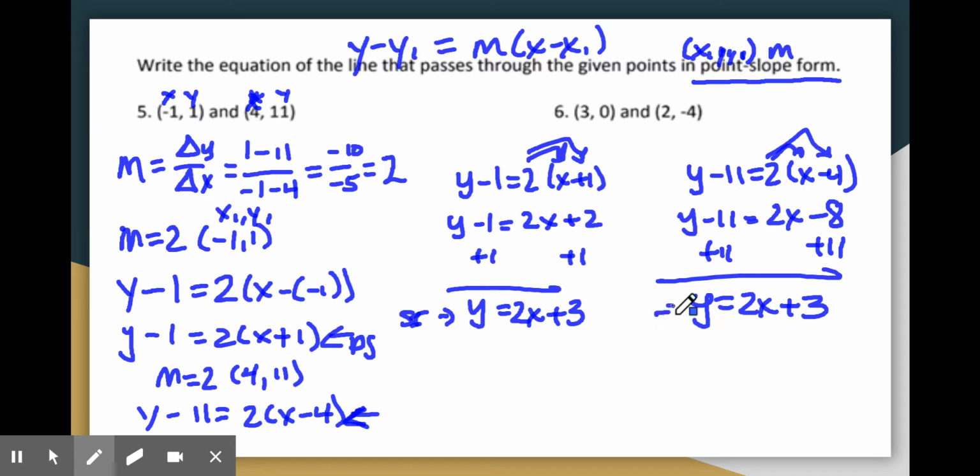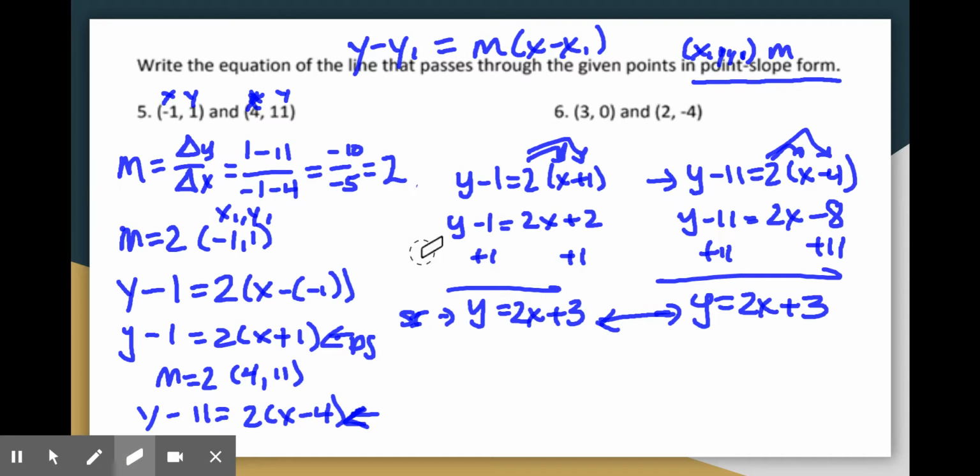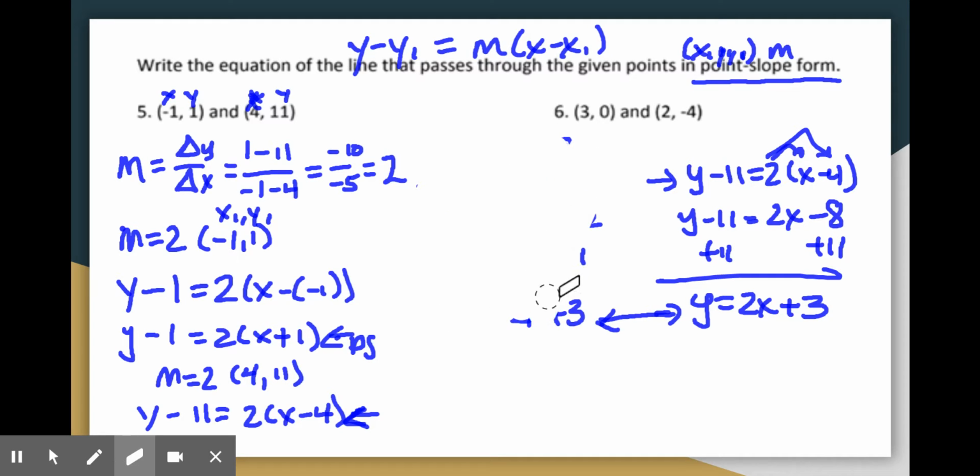Well, look at this. These two line equations are the same. So that means that these two equations that I got up here, they're also the same line. They just look different because you're using a different point. Okay? So the answers are the same even though I wrote 2 different points. All right? So that's important for you to understand.